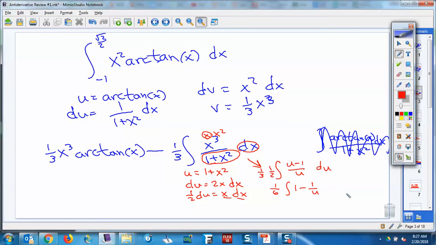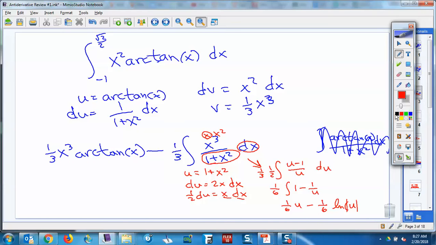Okay? All right, so what do I got here? I got 1/6 u. So the antiderivative of 1 is u. And I got a 1/6 ln u. Right? And what was u? u was 1 plus x squared.